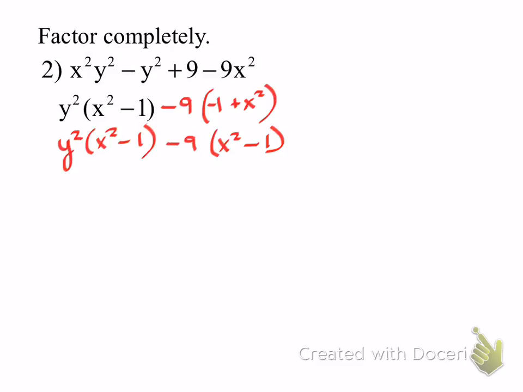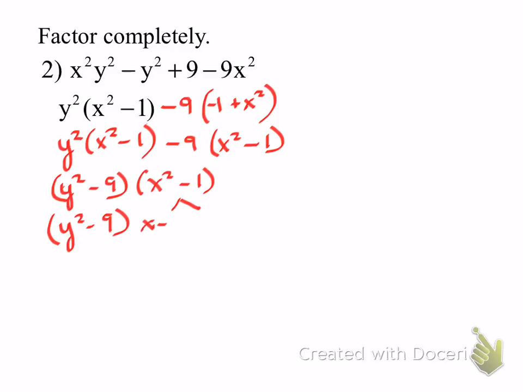Okay, and what do I finish it up with? Kate? You put in parentheses y squared minus 9. Times? X squared minus 1. Perfect. Excellent. But can't you factor out x squared minus 1? Yes, you're right. I was banking on you guys forgetting that. Okay, so here we go. Times, what does it become? X minus 1.